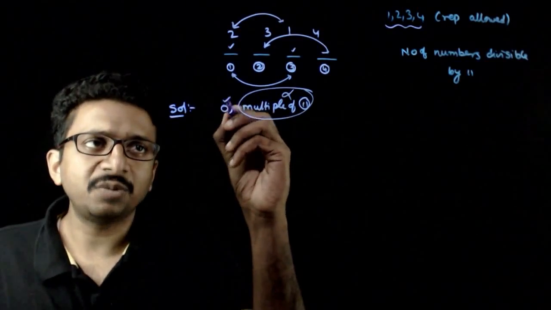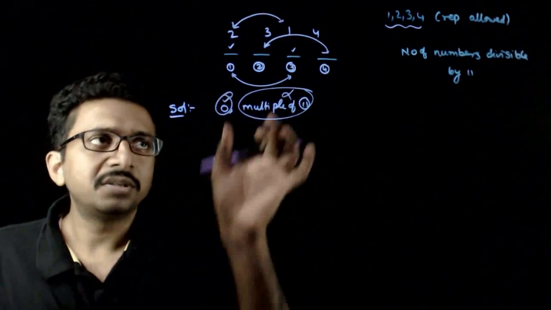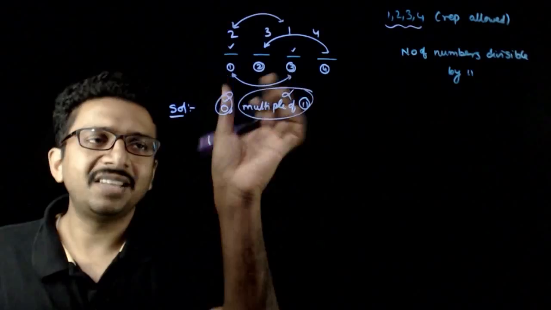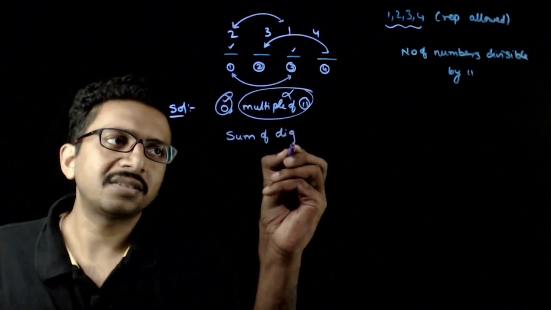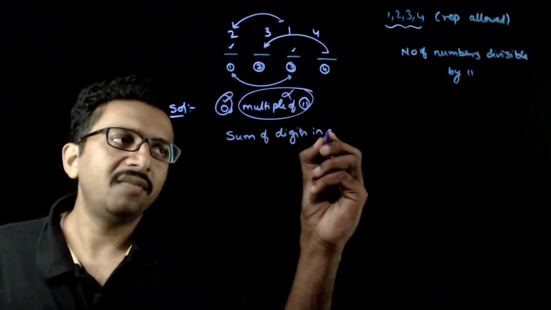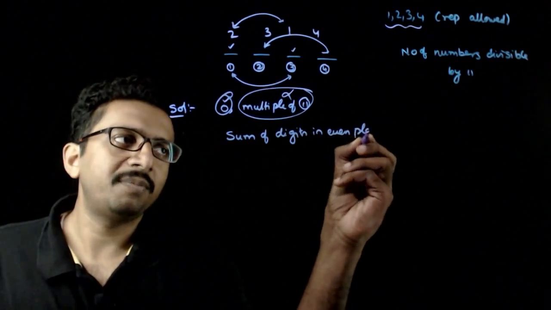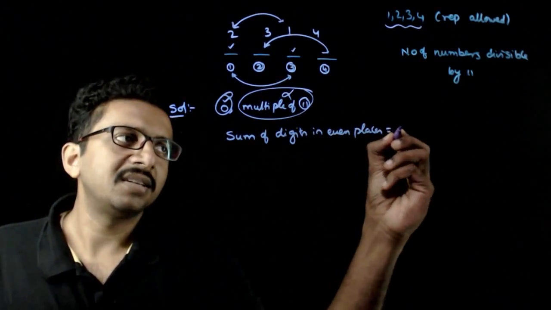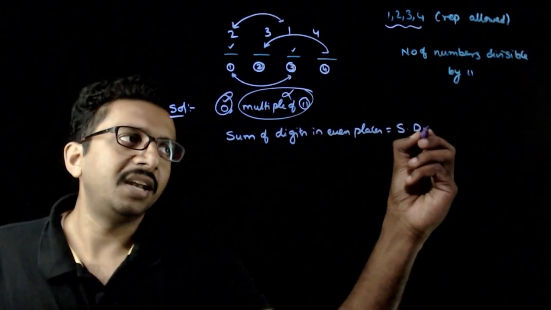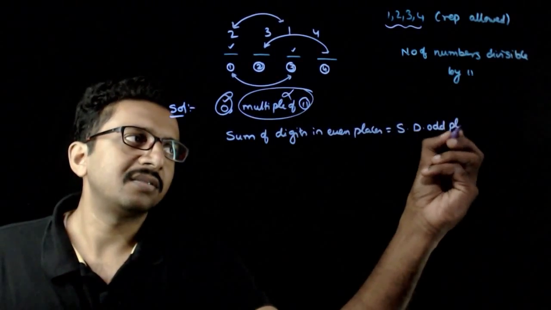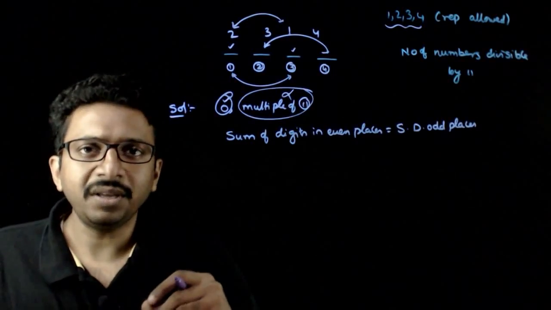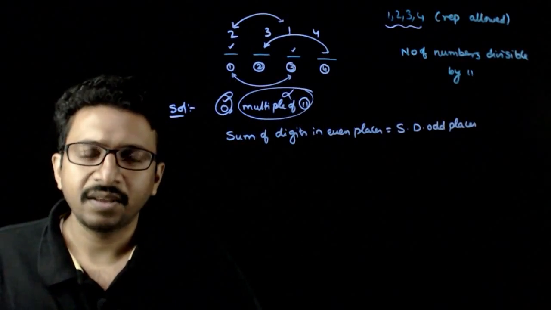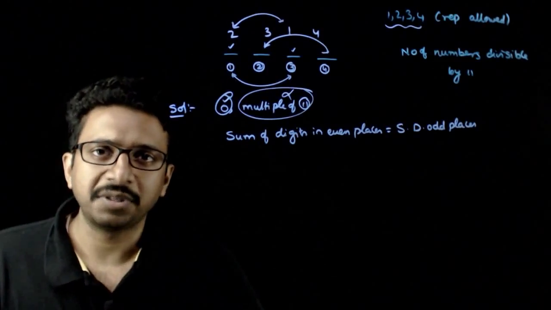So the difference has to be 0. There is no other option. So the sum of digits in even places should be the same as the sum of digits in odd places. This has to happen for the number to be divisible by 11 in this case. Now let us see the possible options that I have.